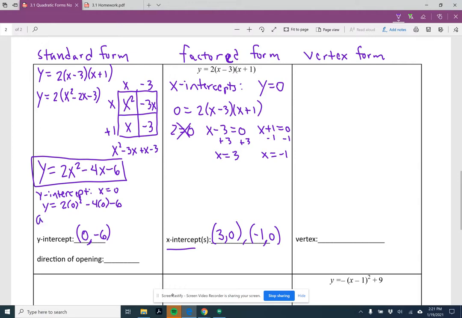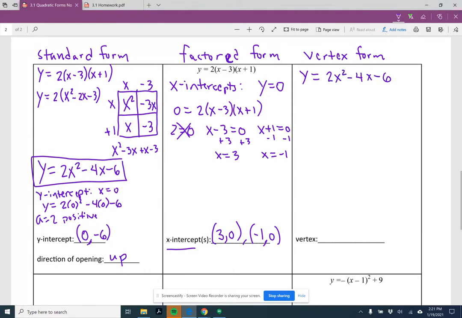And because a is 2, a positive number, it's going to open up. Positive, it opens up. Negative, it opens down. This is positive, so it's going to open up. All right, last thing we have to do is find that vertex form. So we're going to go from the standard form to the vertex form.